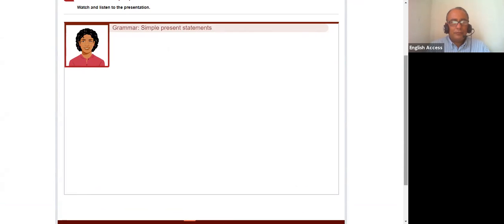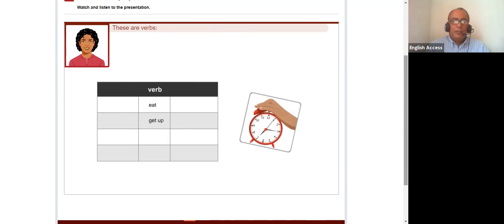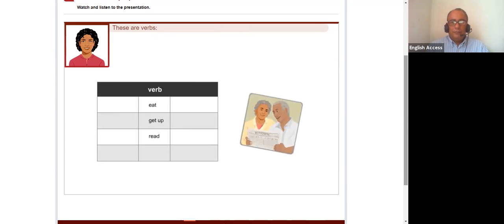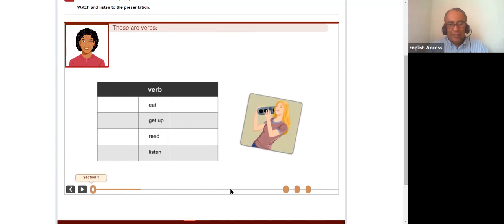Grammar. Simple present statements. These are verbs. Eat. Get up. Read. Listen. Aquí en esta plataforma no podemos adelantarle, o sea, realmente no, lo que podemos hacer es adelantarle, pero hasta cada puntito. Pero que yo le quiera mover hacia acá, no, tenemos que seguirlo despacito, despacito.